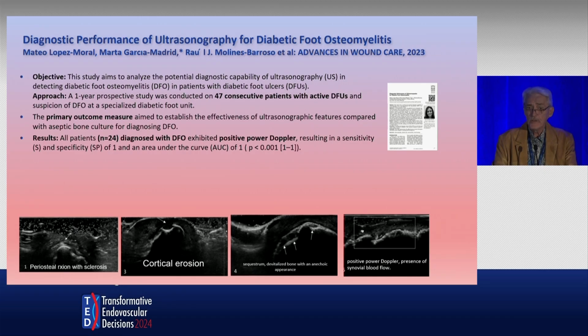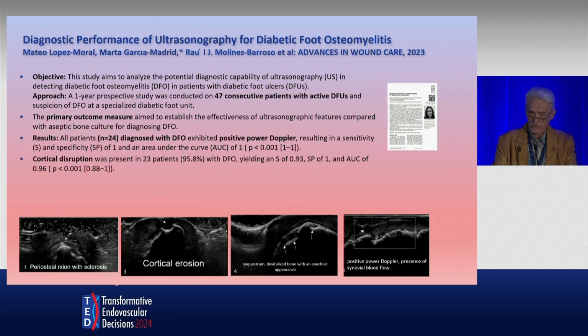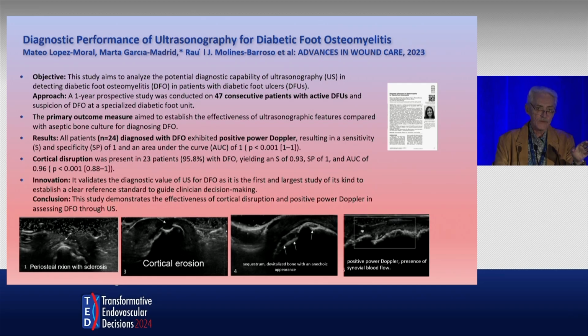One thing we haven't used, although we were toying with it when I was still at the VA, is ultrasound diagnosis. Now, this paper was just published by my colleagues in Madrid, Spain, looking at the diagnostic performance of ultrasonography in patients with suspected osteomyelitis. They used probe to bone tests, they used x-rays, but specifically they were looking at ultrasound diagnosis as the primary mechanism and comparing it to bone culture and histopathology. And they found 24 out of their 47 patients were diagnosed with diabetic foot osteomyelitis.